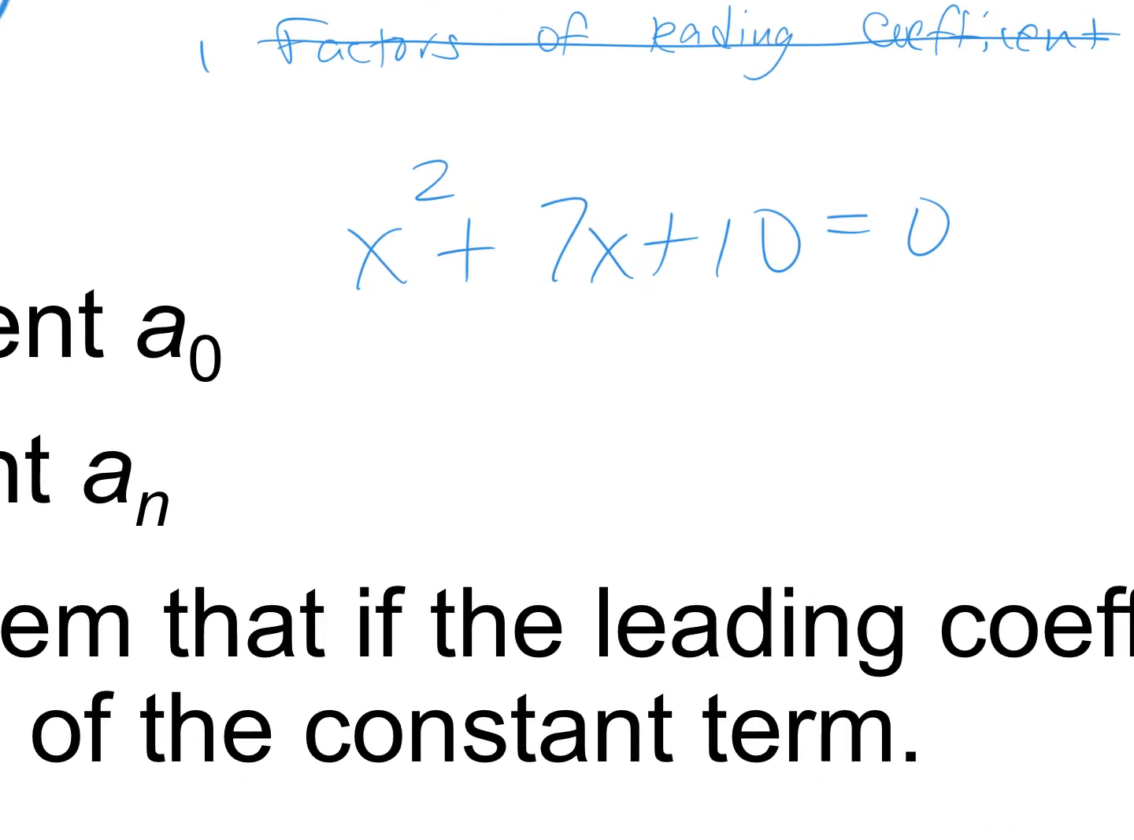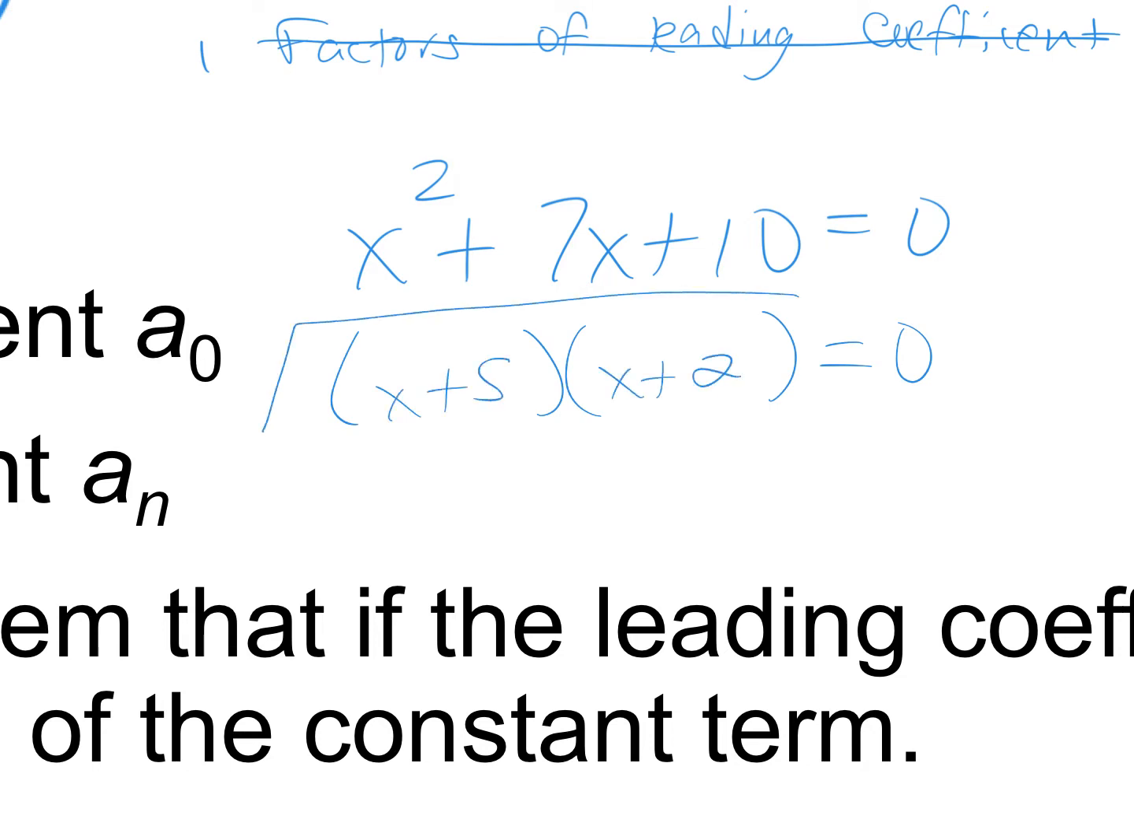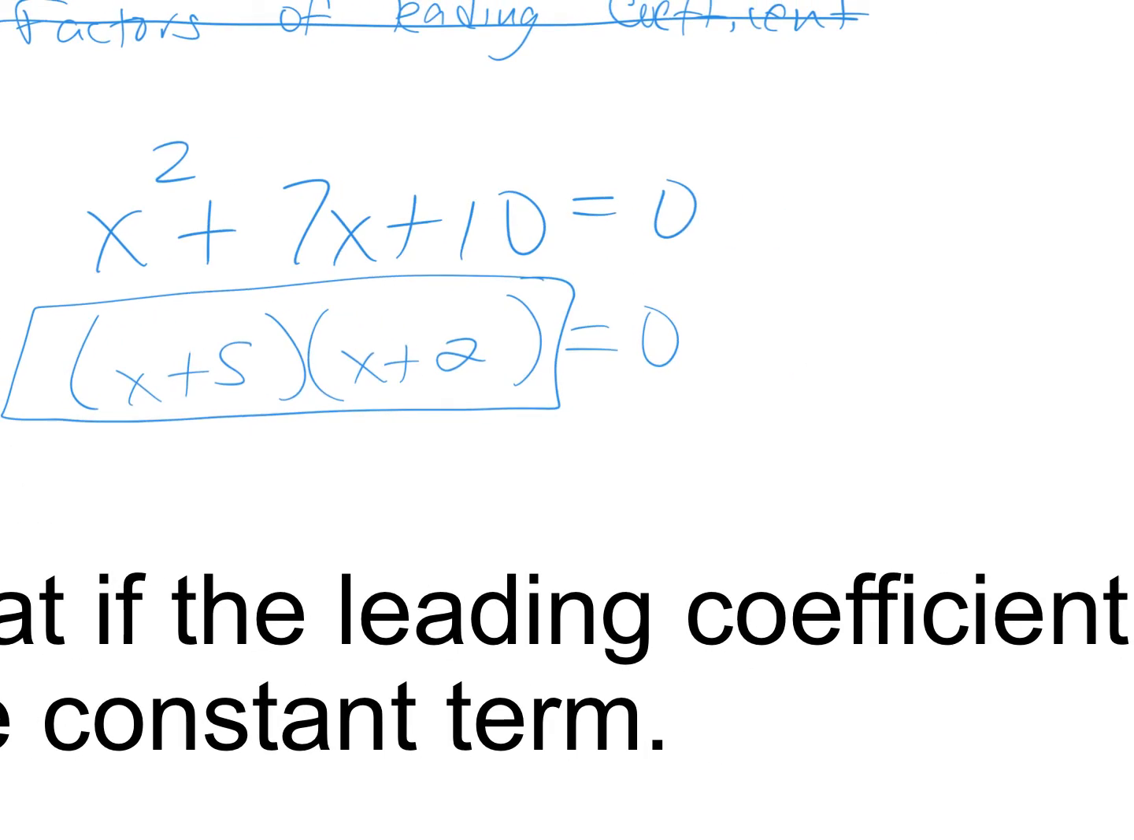Okay, so if I was going to factor this, guys, what would the factored form be? What times what gives me a positive 10 when I multiply, but a positive 7 when I add? So x plus 5, x plus 2. So on WebAssign, when they say, give your answer in factored form, that's what they mean.